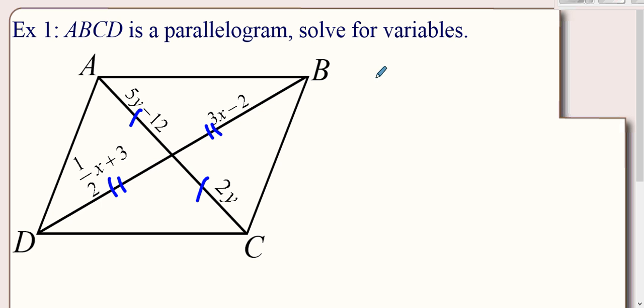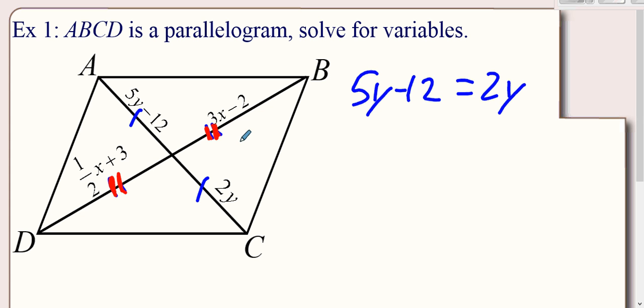We can write equations. 5y minus 12 is going to be equal to y. And then from the other side, we can write 1/2 x plus 3 is equal to 3x minus 2. Because diagonals bisect each other, they're congruent. So we can solve these out.